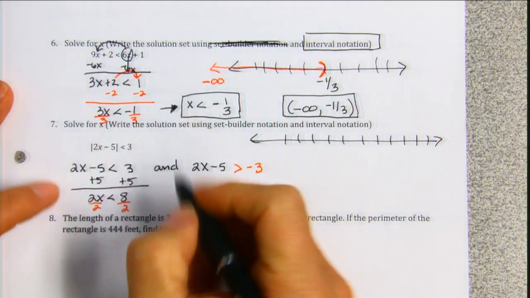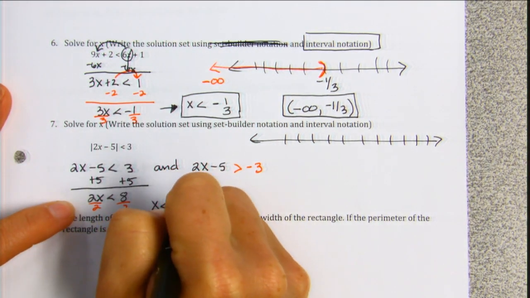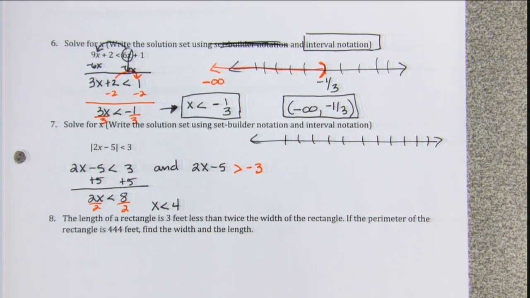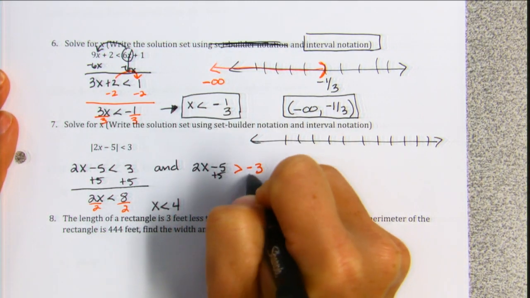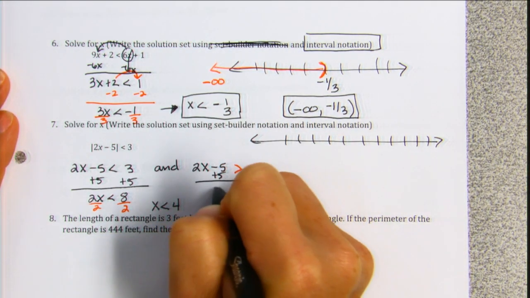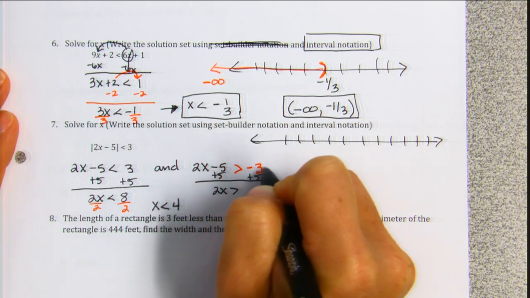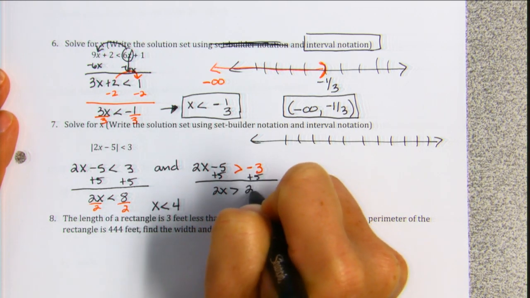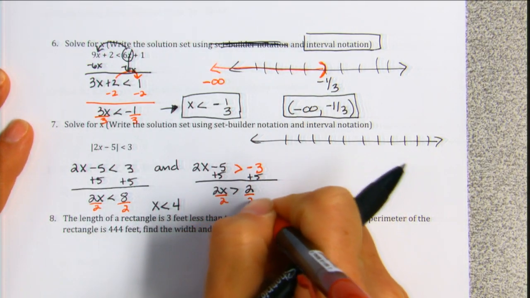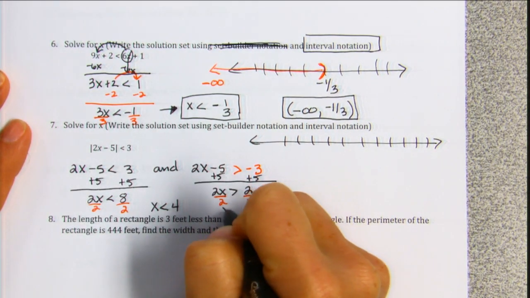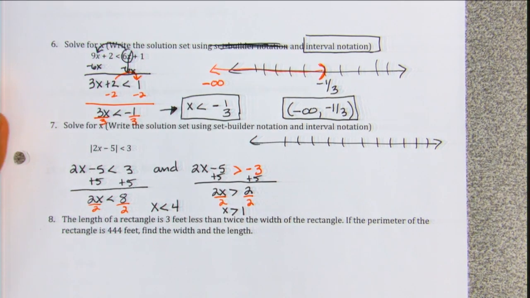So again, I divided by a positive number, so I do not flip the inequality symbol. If I was dividing by a negative number, I would. For the other equation, we're going to add 5 to both sides. So 2x is greater than negative 3 plus 5, which is a positive 2. I'm dividing by a positive number again, so I'm not flipping my inequality symbol. So x is greater than 1.